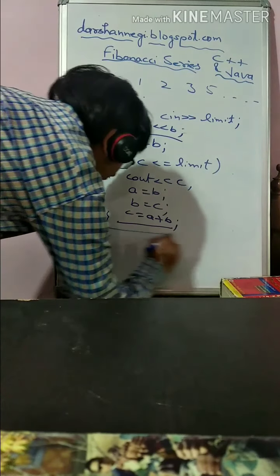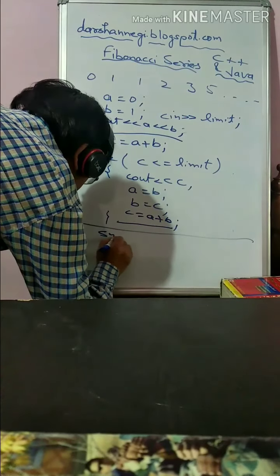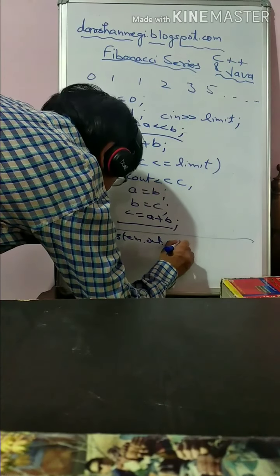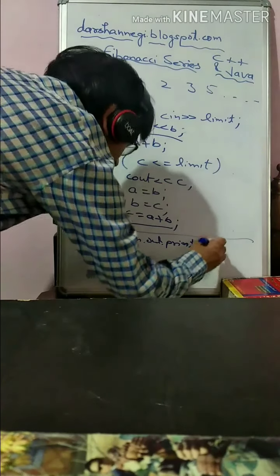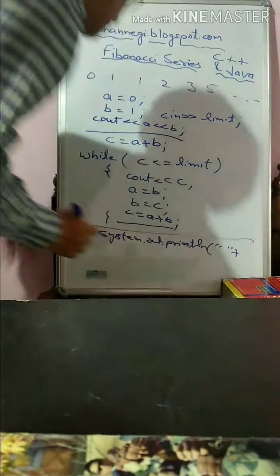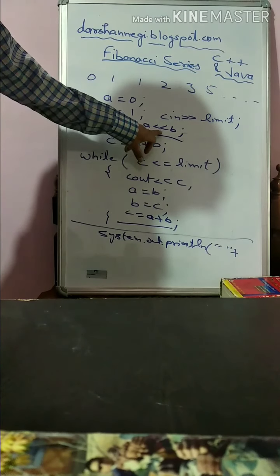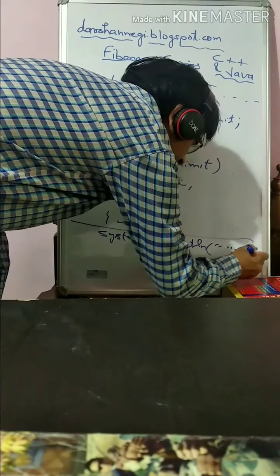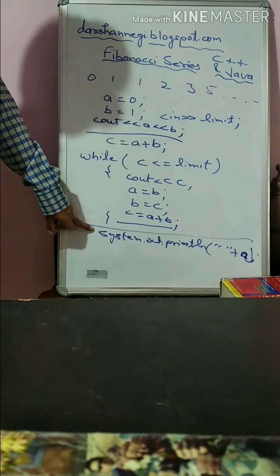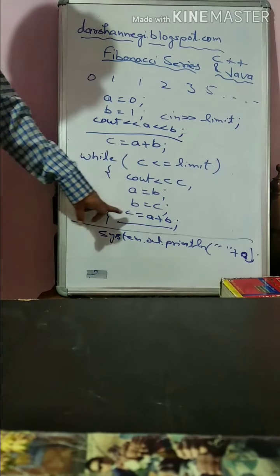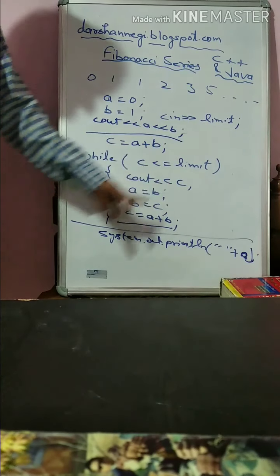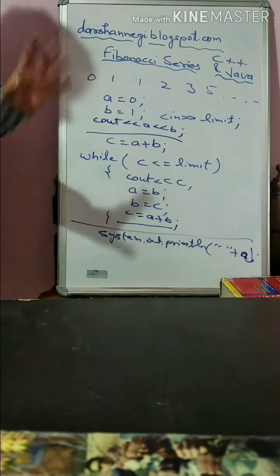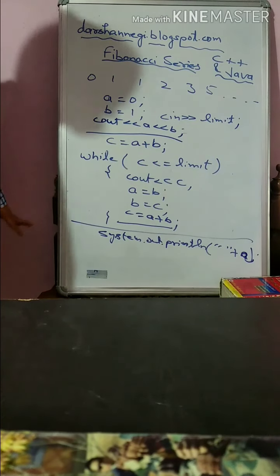So if I can write it here, we can write System.out.println, and here, for example, if I have to display A, we have to write A here. In the same way you can display B and then C. The syntax is the same: System.out.println A, in the same way B, and in the same way C. So it's very simple.